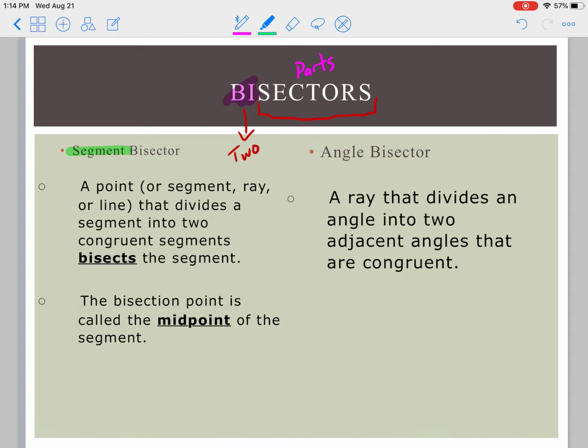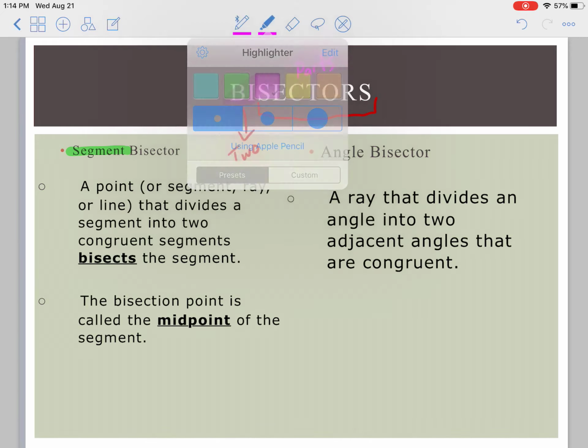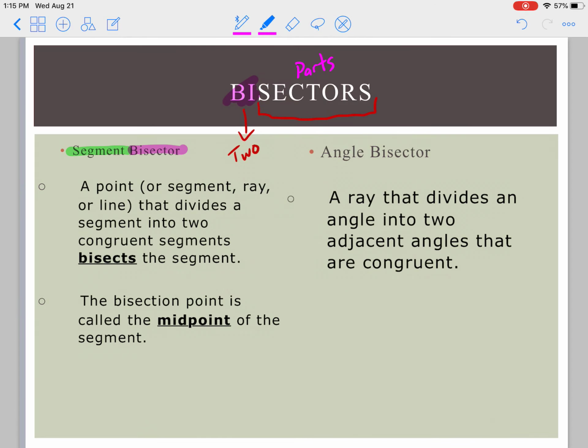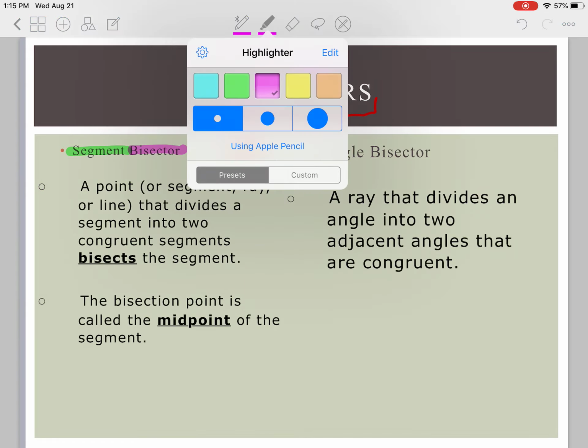If you are unfamiliar with a segment, you can see the difficulty in furthering the vocabulary and your understanding of it. And so it is essential that you maintain your vocabulary throughout all the units. So let's look at the definition of a segment bisector. Segment bisector. So a point or segment, ray, or line, now it could be any of these.